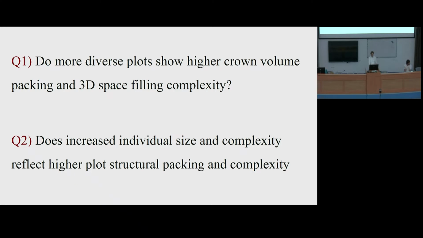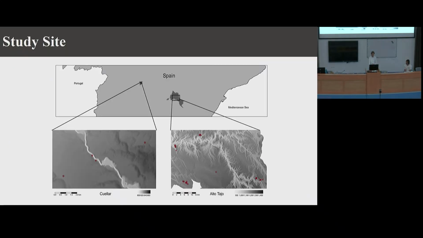And then I'll be looking at the individual scale, because we've got individual trees, so we'll be looking at the role of size and complexity and how that reflects plot scale complexity. So we're looking at two scales here. This is work in progress. This isn't a review or anything.